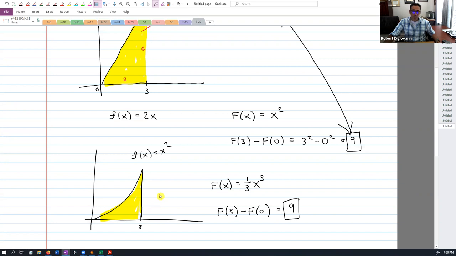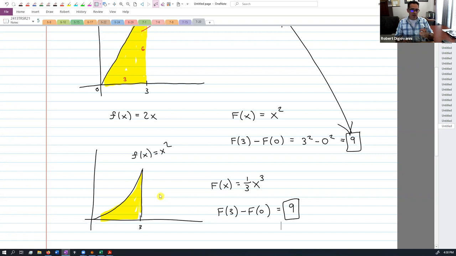And that works for any function. As long as you can find the antiderivative of it, you can find the area below it. And then that area will mean something later. It might take on some other physical representation. So that is going to be known as the fundamental theorem of calculus. We'll get to that later.